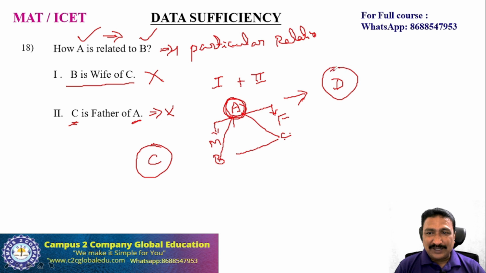Most of the people will keep the answer as C, which is wrong. Right? Because in data sufficiency we need an exact value: whether A is the son of B or A is the daughter of B. Here we don't know A's gender. So that's why the answer cannot be determined.